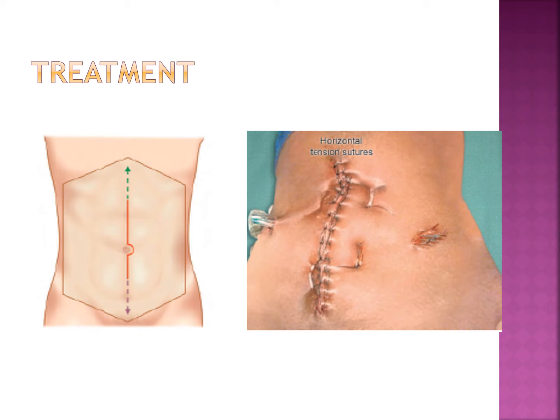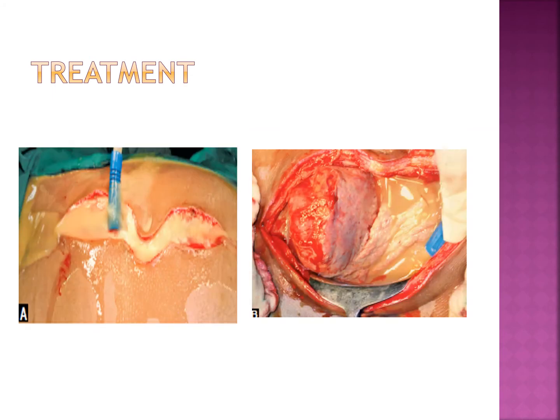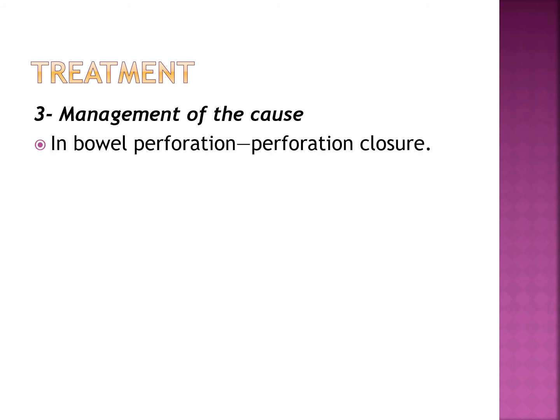So now, this is a photo which is seen when you open the abdominal cavity. A copious amount of pus is usually seen, and aspiration of this pus and drainage is usually carried out. After drainage of the infected peritoneal fluid which is present in the peritoneum, we manage the cause. And this is different according to the cause.